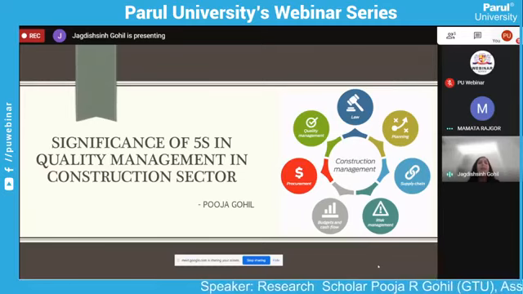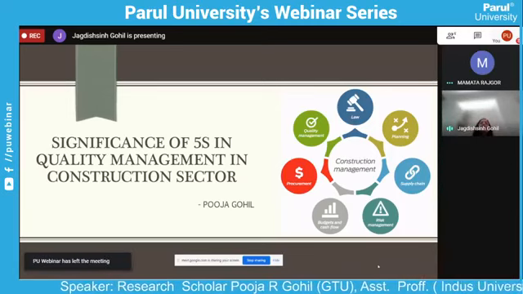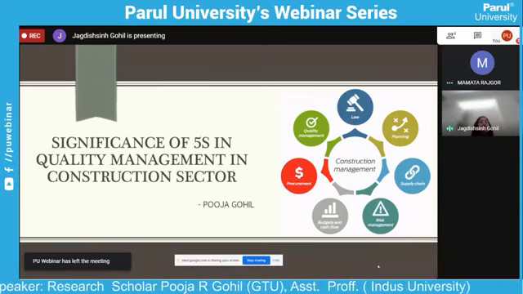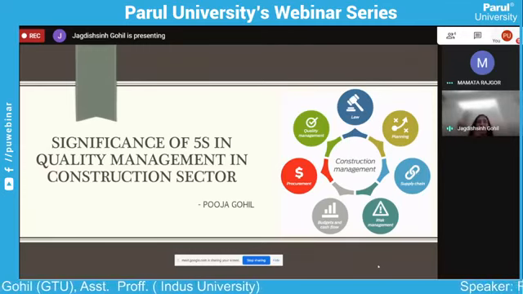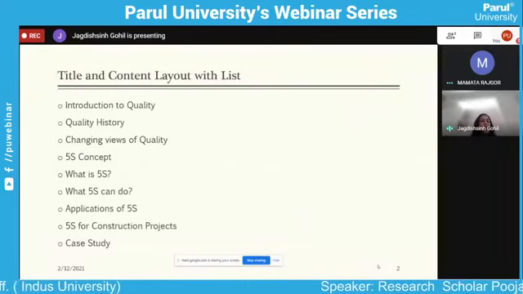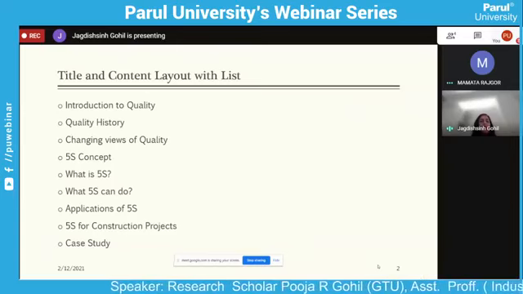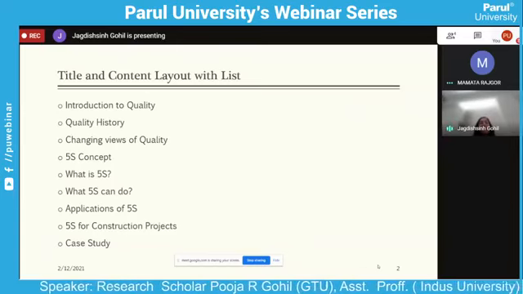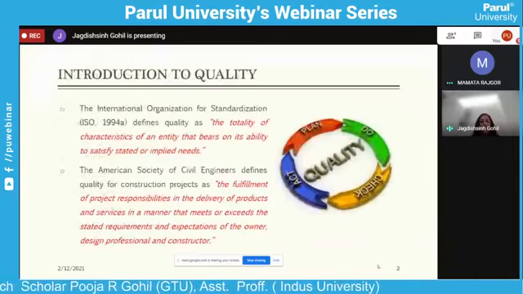But before that, let's understand what we mean by quality. As 5S is a part of quality management, we should know what we mean by quality. This is a word we often use or hear in our day-to-day life, right? Quality is something we know, but let's see the technical definition of quality. This is the layout of my presentation. I will start with the introduction of quality, a brief overview about its history, and then I will begin with my actual topic, which is 5S, its applications, and how we can use it in the construction industry with a case study. If you have any questions, you may ask me at the end.